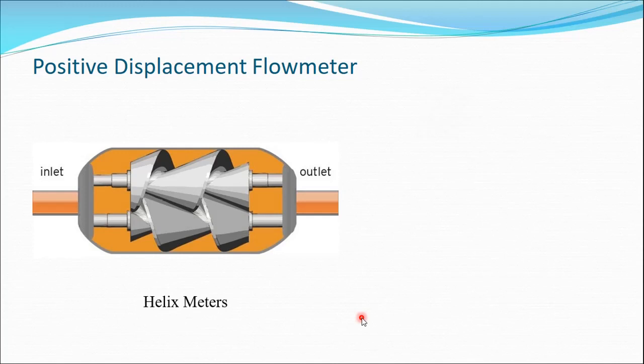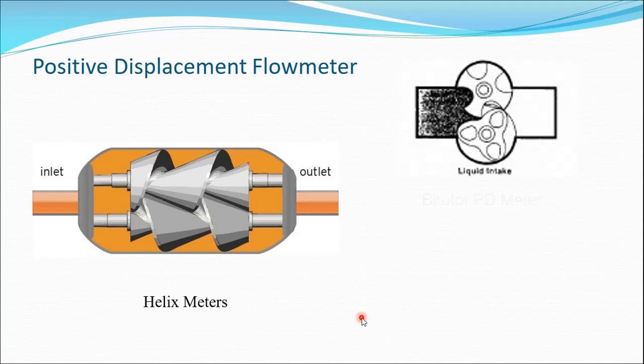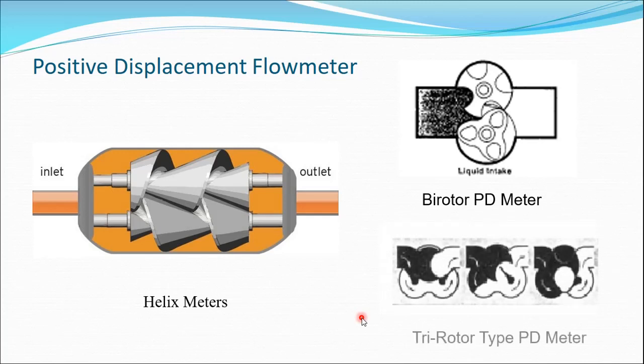Now let's take a look at helix type meters. These types of meters are made up of two radially pitched helical rotors, which results in an axial liquid displacement from one side of the chamber to the other side. Both the rotors are geared together, and there is a very small clearance between the rotors and the casting. So two rotors are there. So here you can see.